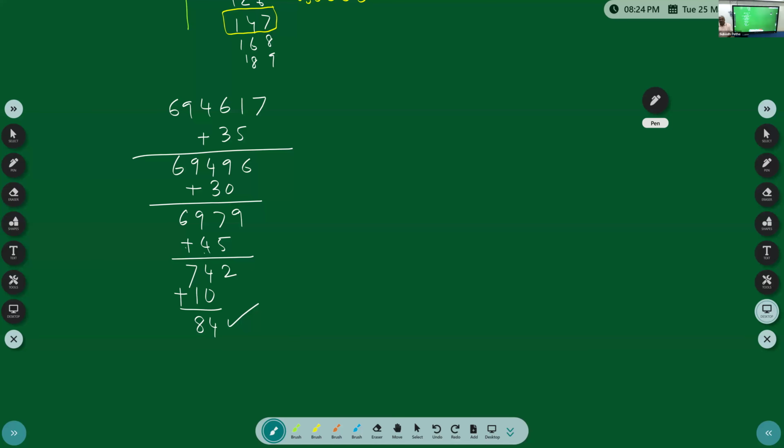84 is divisible by 7, therefore the given number is divisible by 7. This is the addition test of 7.